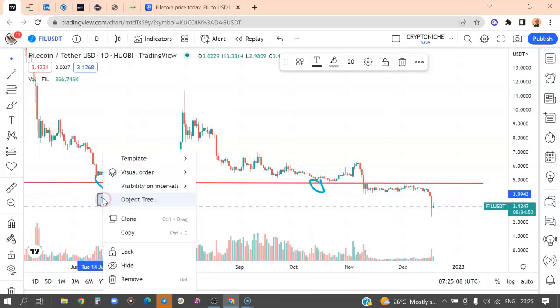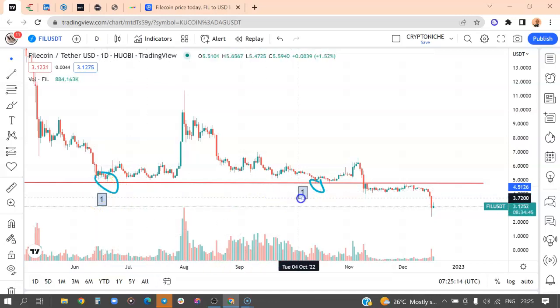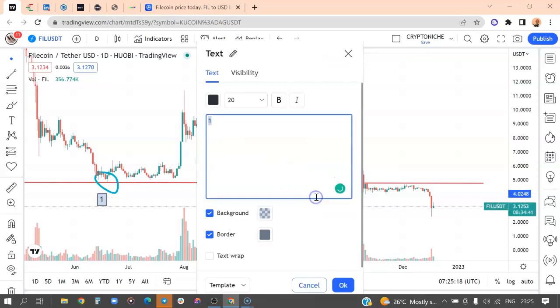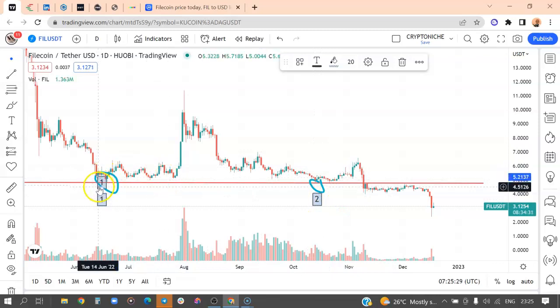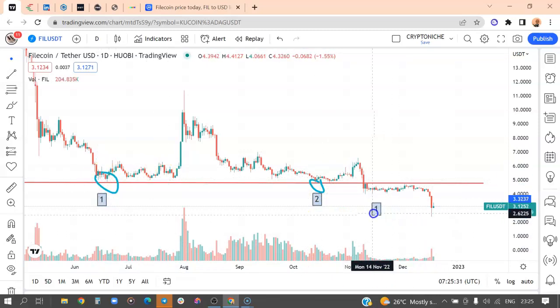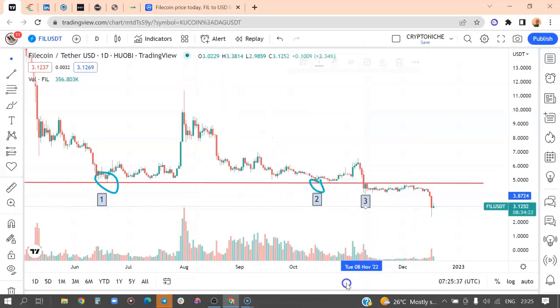Let me copy this and paste it. Then it tested it here. That was the second time the support was tested. Then here is the third time. It was tested for the third time here.